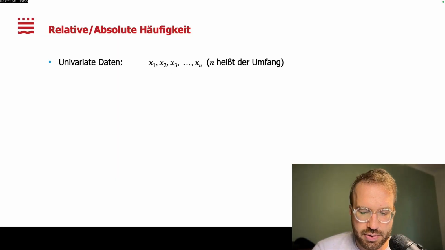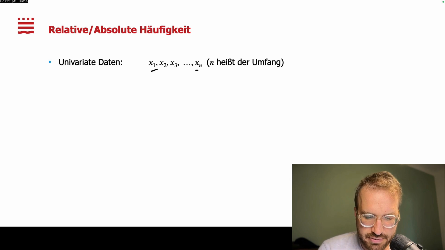We now want to deal with our first metric, or our first two metrics. These are relative frequency and absolute frequency. So we are now assuming the following situation. We have univariate data x_1 to x_n.